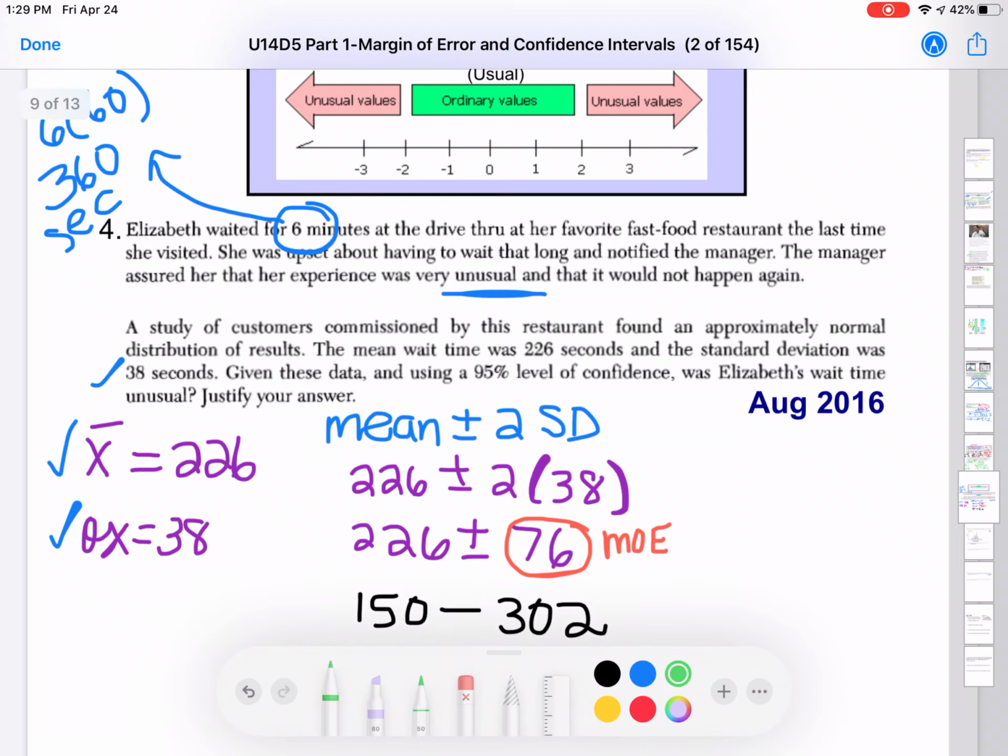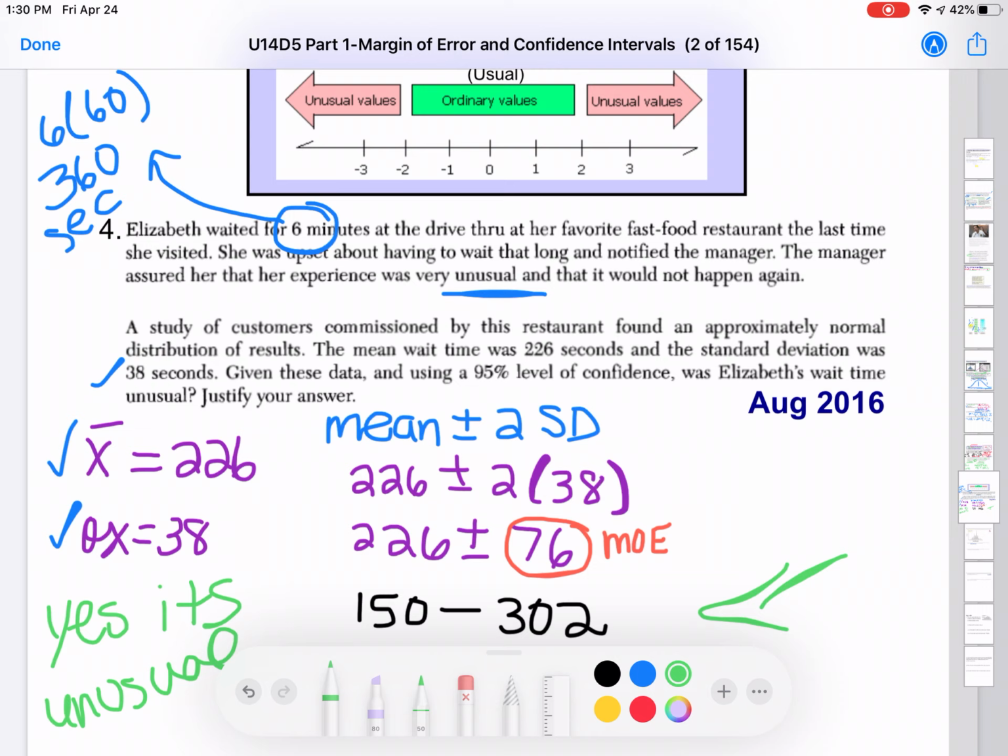Does 360 fall in this interval? Like what the real true wait time is? No, it totally doesn't. So it is unusual. So yes, it's unusual, and you can say that it doesn't fall in there.